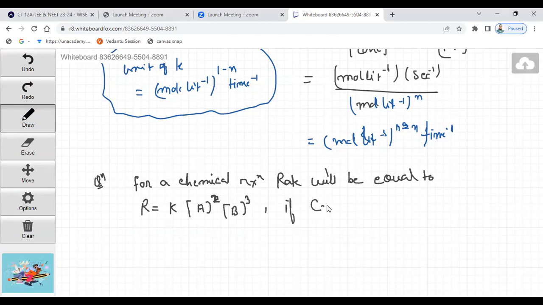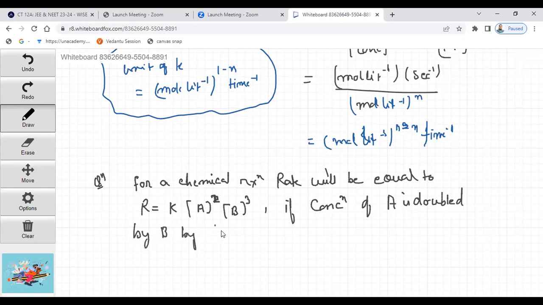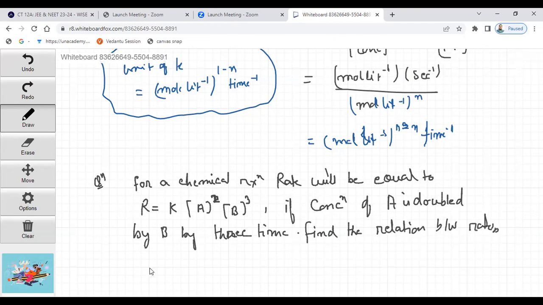If the concentration of A is doubled and B is tripled, find the relation between the rates. Four options are given.